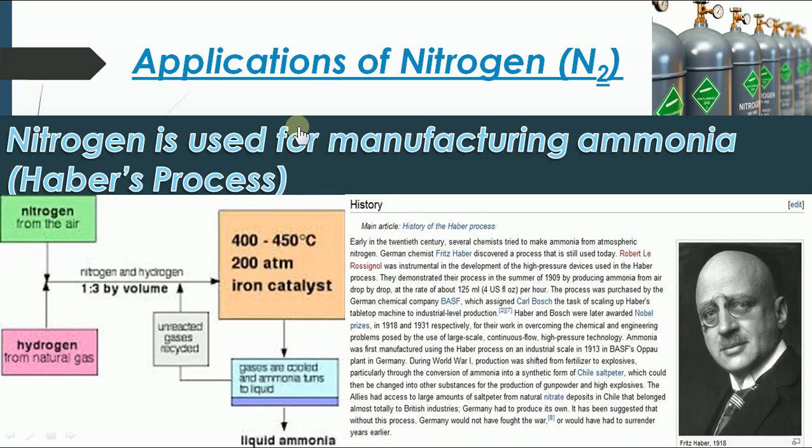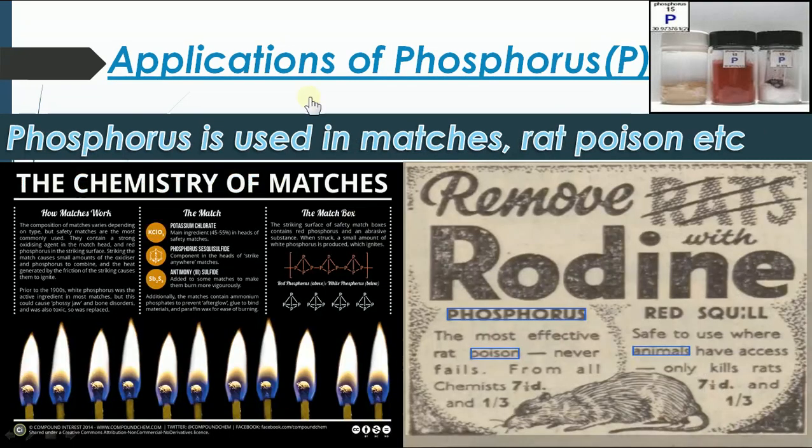Now this is a very important process even nowadays, for preparing ammonia, which is mainly used for preparing urea. It's a fertilizer. Next we'll go to the next one, application of phosphorus. We know in day-to-day life we use phosphorus in matchsticks, right? You could see there are three types of phosphorus we have: white phosphorus, red phosphorus and black phosphorus.